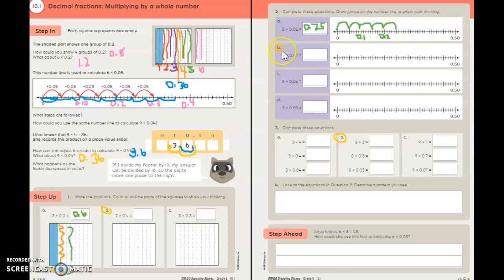Okay, go ahead and give B a try, and then we'll start this one here, and then you'll have this problem to go, and then you're done. Okay, complete these equations. 3 times 4. Well, I know that's 12.